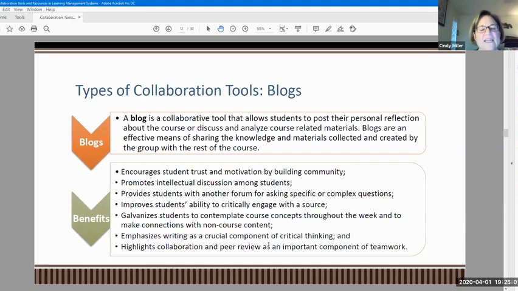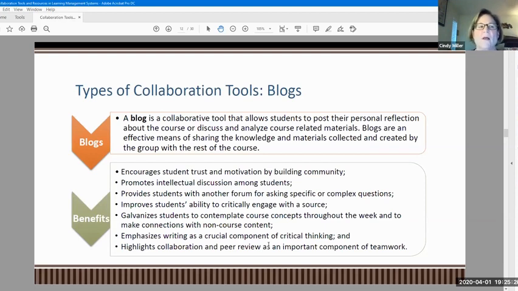But anyway, the blog really encourages students to trust and builds motivation for them. I use two different kinds of blogs, and I'll mention what that is in just a moment. But I really want the kids to intellectually discuss more when they're in a blog. I want to provide students with additional things to think about.